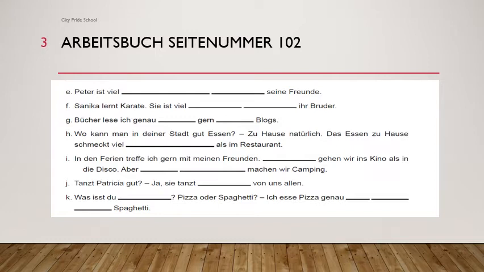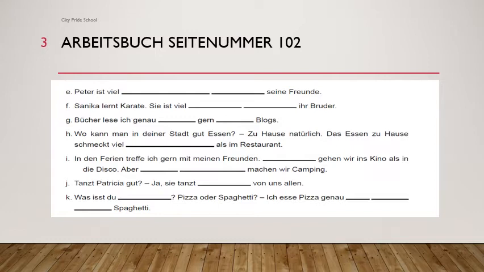Is this clear? F. Sanika learned karate. She is viel blank als ihr Bruder. Here also you have to decide which adjective will come and which comparative form will come. G. Ich lese gern Bücher. Ich lese genau blank gern blank Comics. Actually here gern is an adjective already used. You have to only write the degree form. So here automatically we are saying that I like to read, or I read gladly, books at the same level. I also like to read comics. So here genau so gern wie. So in this blank, so will come.